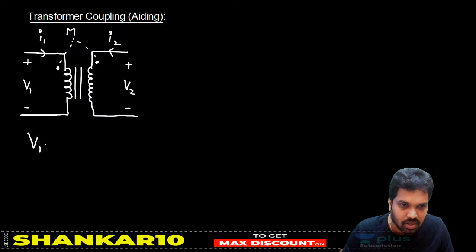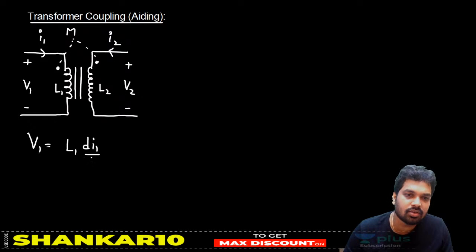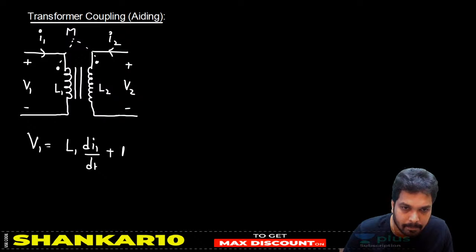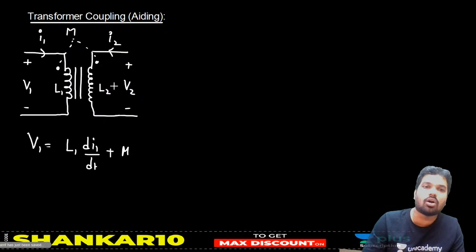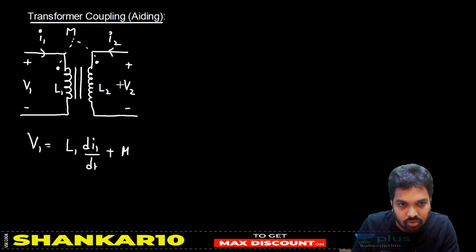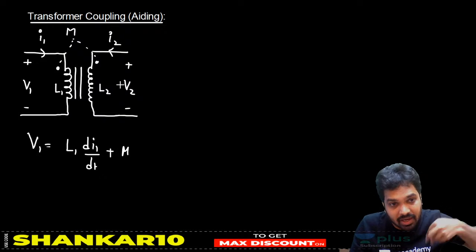What is V1, sir? Let's take this inductance as L1 and L2. L1 di1 by dt. Tell me, why did you take M plus, sir? Current is entering through the dot here, and entering through the dot here. So it is additive. This is one method. If not, then what is our method, sir?